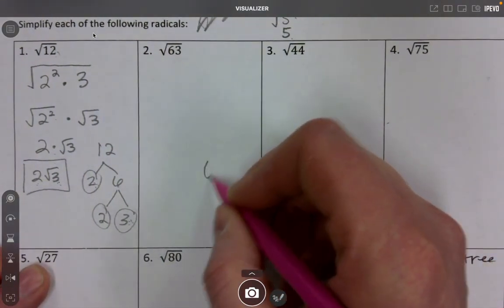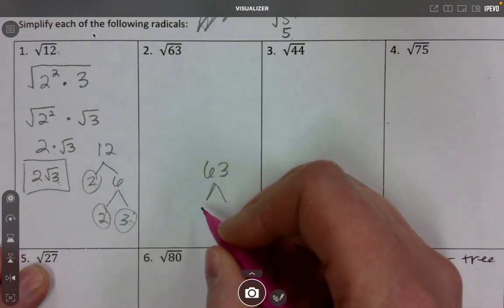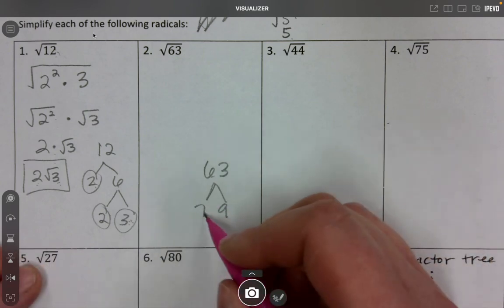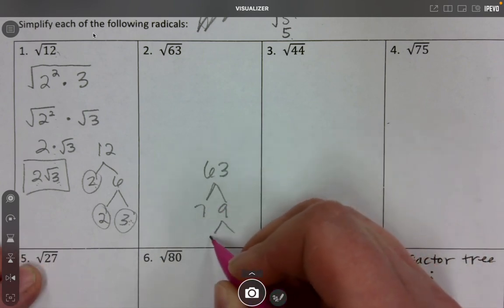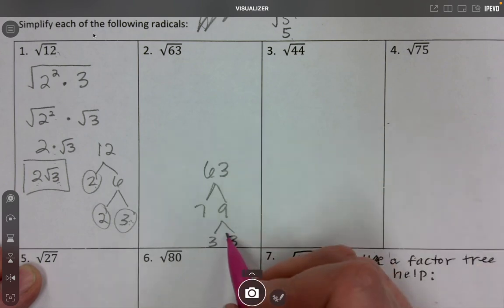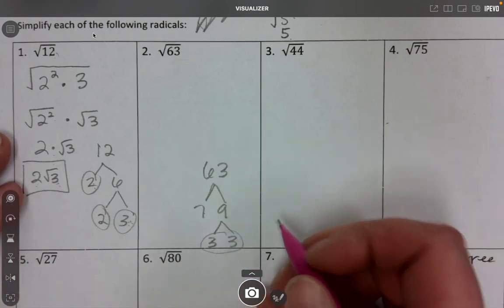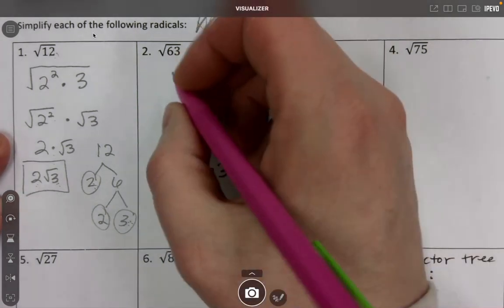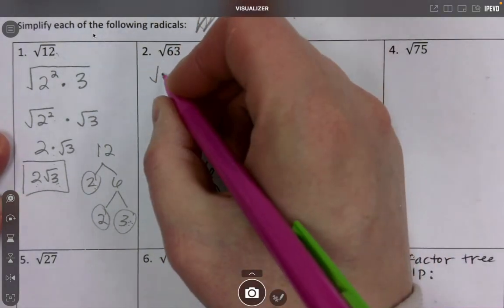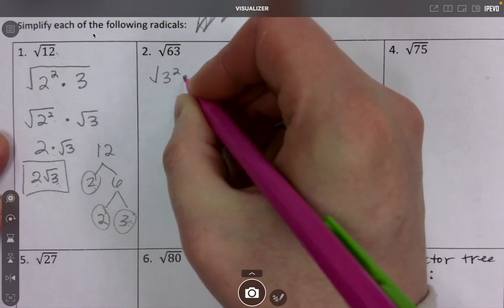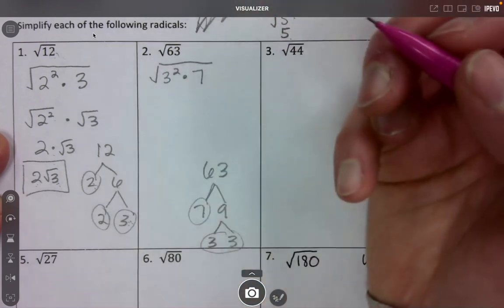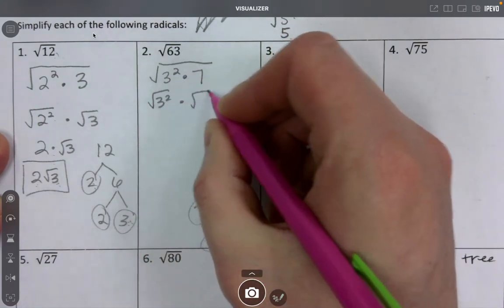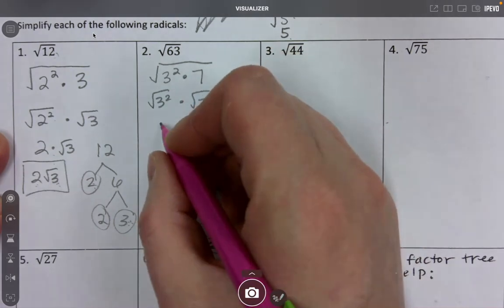Next one is 63. So 63 is 7 times 9. 7 is done, I can only do 1 times 7, so I don't do any more factoring for that one. But 9 is 3 times 3. So here are my two factors. I have 3 times 3, so 3 squared, and I have a 7. So 63 I can write as the square root of 3 squared times 7. So that's going to be the square root of 3 squared times the square root of 7. The square root of 3 squared is just a 3.